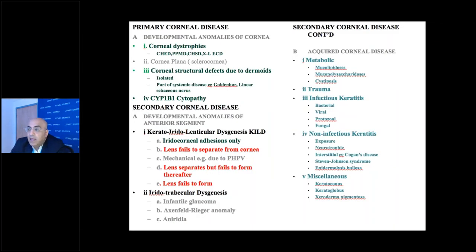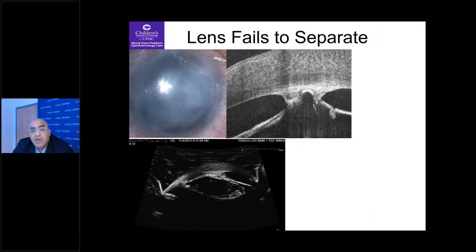Okay, we've talked about corneal transplants, and I've talked about the fact that if you have type 1 Peters anomaly, I don't like using that term, but I'm going to, type 1 Peters anomaly, which is the iridocorneal adhesions, they tend to do well. But what about the ones who don't do so well, and what do we do about those? Here is a child who has an opaque cornea, and the imaging shows that the lens is stuck to the cornea. It failed to separate.